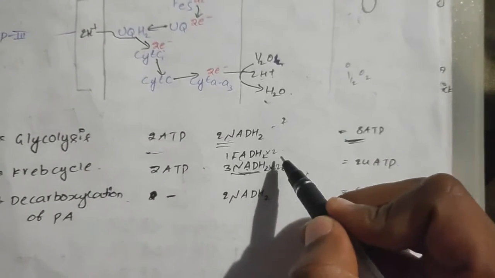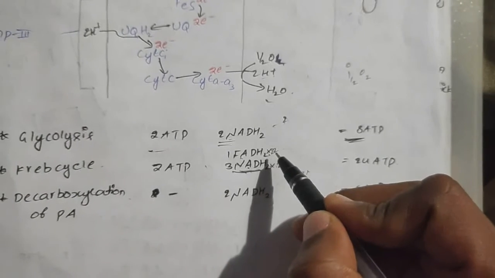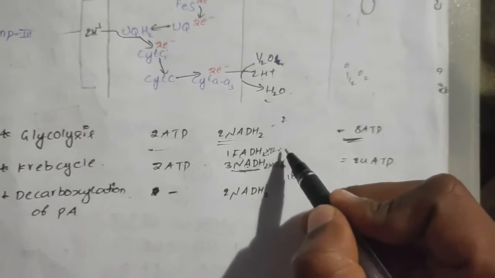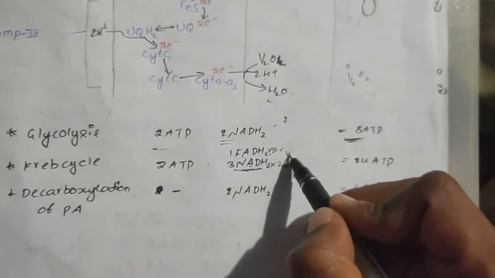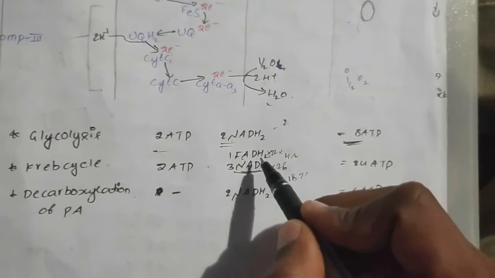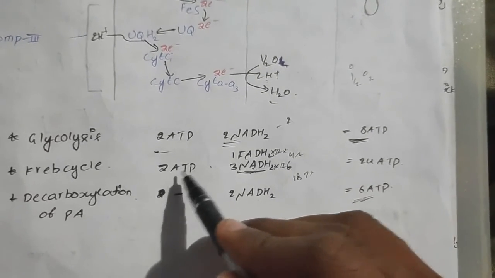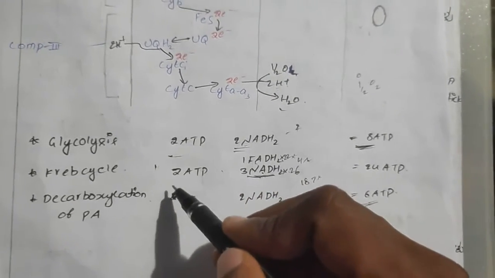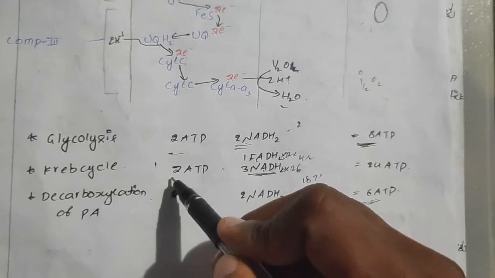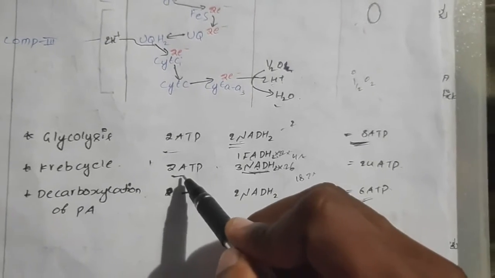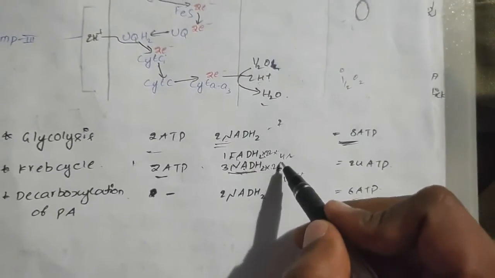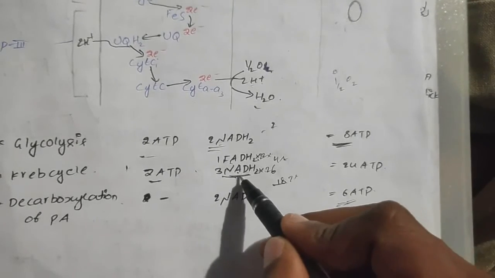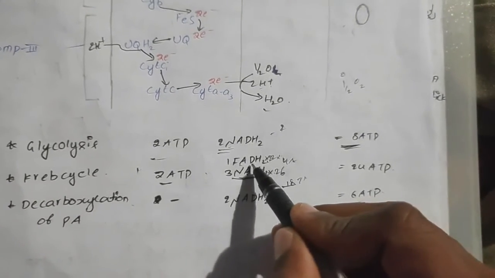And 1 FADH2 is equal to 2 molecules of ATP. In the Krebs cycle we are getting 2 molecules of FADH2, therefore 2 into 2, which is 4 molecules of ATP from FADH2. And we also got 1 GTP, and 1 GTP is equal to 1 ATP. For 2 molecules of pyruvic acid, therefore 2 GTP, therefore 2 ATP. Finally, from the Krebs cycle, we are getting 18 ATPs from NADH2 and 4 ATPs from FADH2.